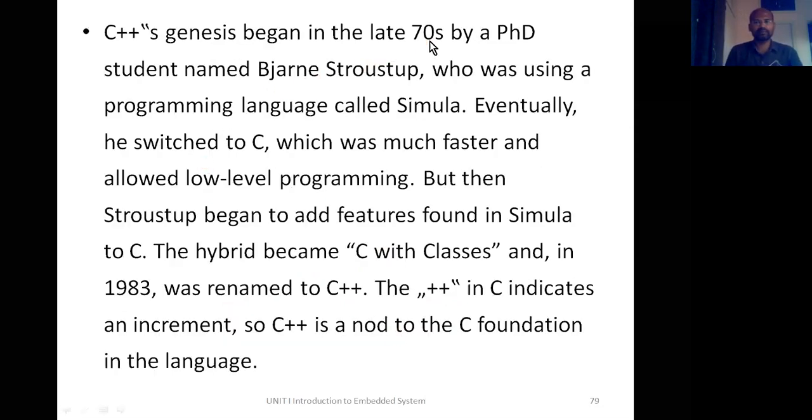Now what is C++? C++ began in the late 70s with a PhD student named Stroustrup, who was using a programming language called Simula. Eventually, he switched to C, which was much faster and allowed low-level programming also. But then he began to add features found in Simula to C, and he called it C++. That's how C++ came into existence. The plus in C++ indicates an increment, not a change to the foundation of the language. So in this slide we can see how C++ came into existence and by whom.